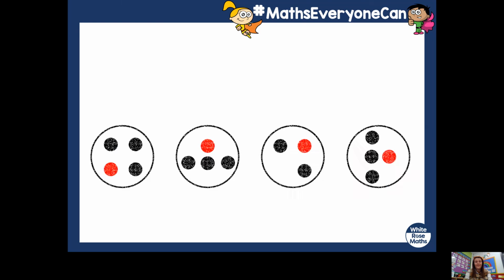I've got some different dot plates now. Have a look at our dot plates. Which one doesn't belong? That's right. The number 3 plate is the one which doesn't belong. The other plates are representing number 4. So the number 3 one is the plate that doesn't belong.